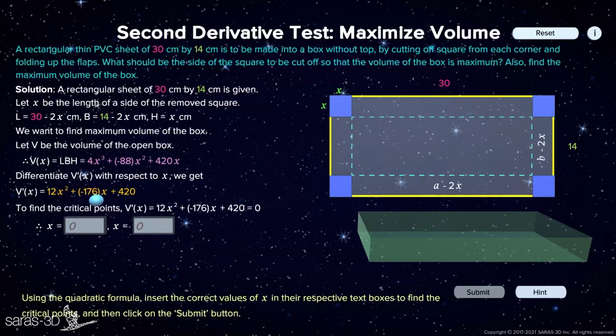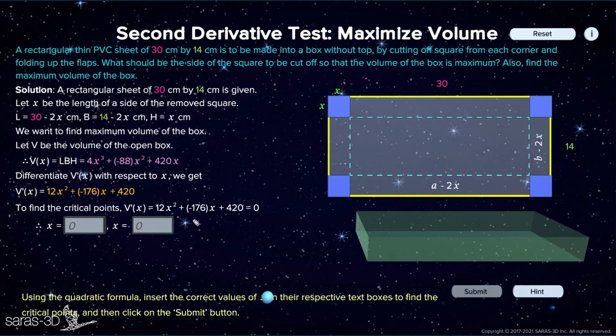So now we have to find the critical points. To find critical points, we have to equate this equal to 0. So after equating this equal to 0, what will be the values of x? Remember, this is a quadratic equation, right? So the solution of a quadratic equation, we will have two roots. They can be equal also. So let us find out the values of this quadratic equation. So now this is a quadratic equation which we want to simplify. So we can take out 4 as a common factor from the left hand side. So we will be left with 3x squared minus 44x plus 105 is equal to 0.